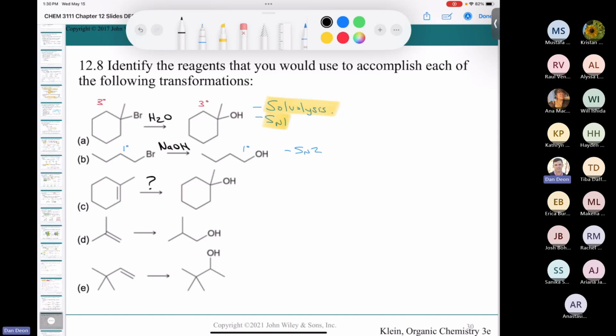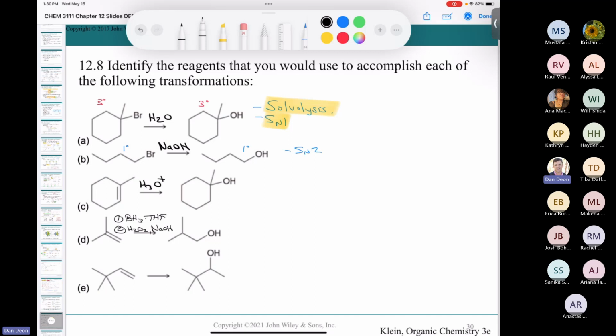Anybody have an idea? It's a Markovnikov addition of water. Yeah, H3O plus, perfect, I love it. There we go, so let's scribble that down, H3O plus. The next one is an anti-Markovnikov addition. I'm sure you can recite this in your sleep. So the first step is going to be BH3 THF. And the second step is going to be hydrogen peroxide, sodium hydroxide.